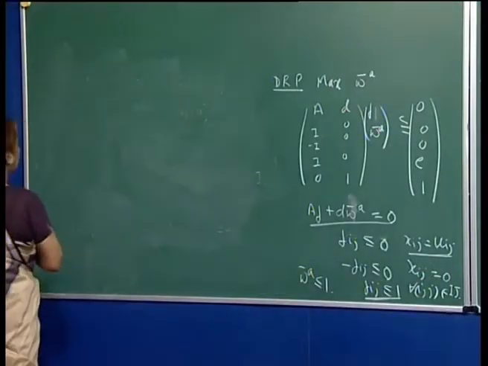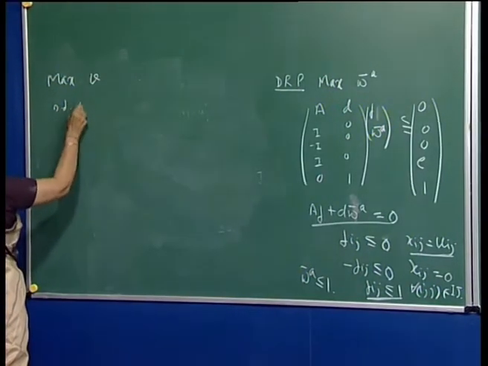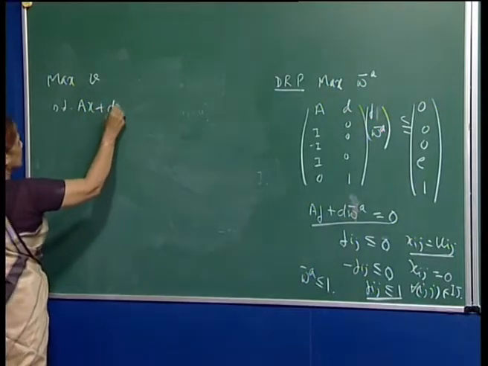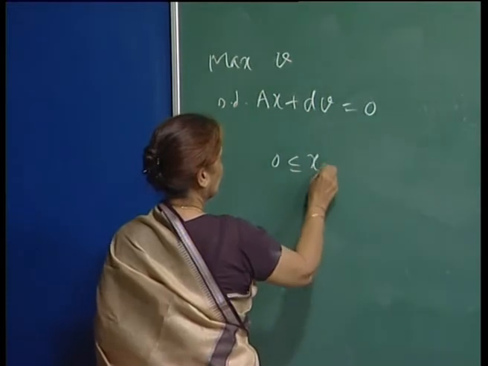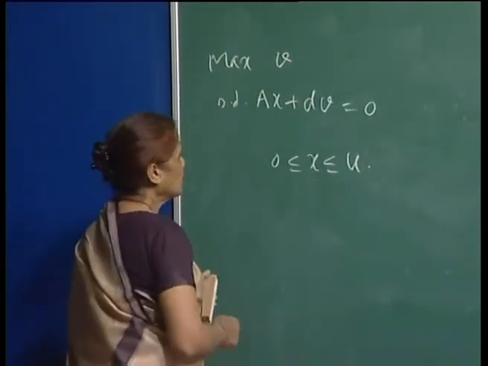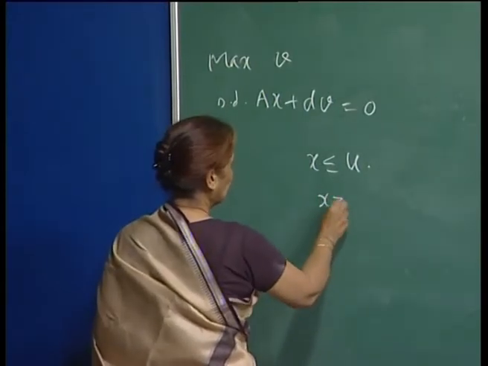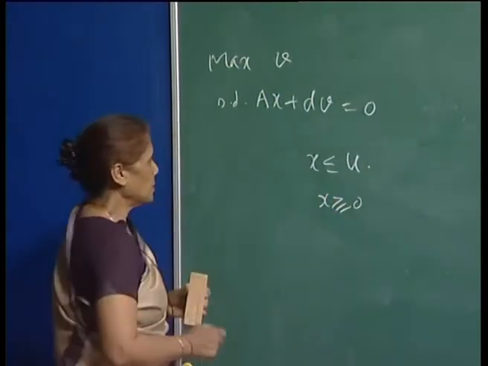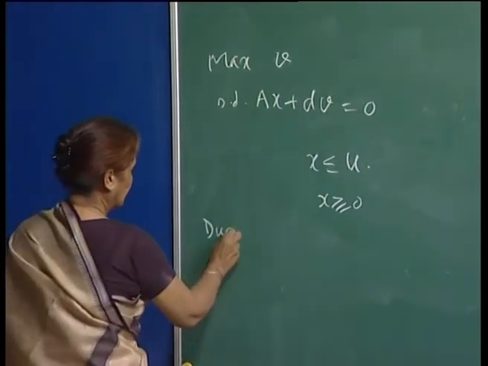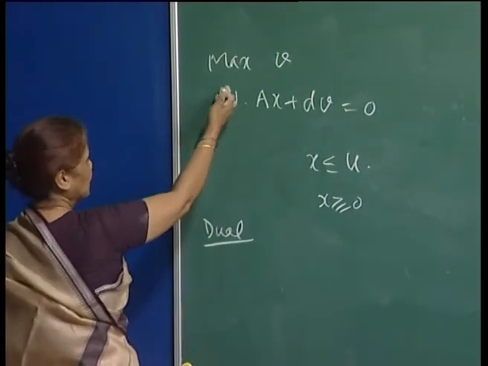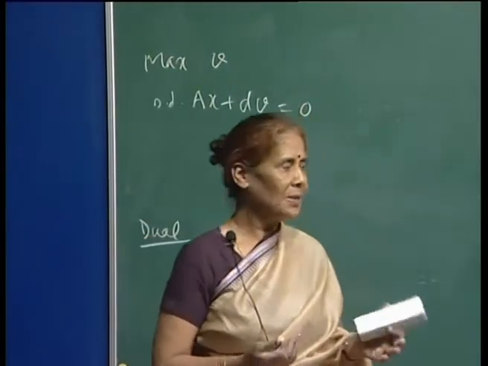Now, I will write the max problem again as max V subject to Ax plus dV equal to 0 and 0 less than or equal to x less than or equal to u. I will not treat these constraints explicitly, so I will come back to the usual form. Fine. So you can keep calling this the dual or the primal, it does not matter, as I told you that the dual of the dual is the primal.